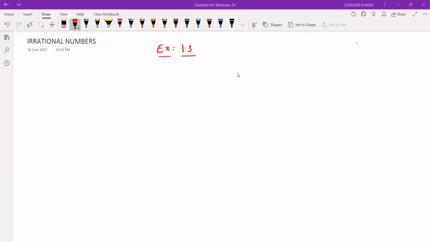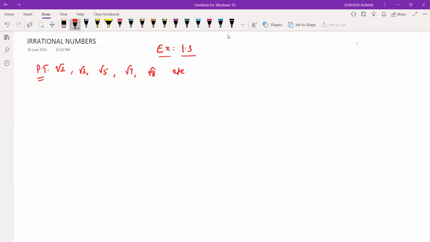So in this revisiting irrational numbers, we'll prove that the given numbers are irrational. There are three different models. The first one is, they'll ask to prove that root 2, root 3, root 5, root 7 or root 8 etc. are irrational numbers.